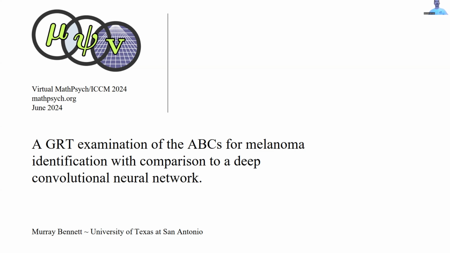Today, I'll be sharing results from part of this project where we took a general recognition theory approach to try and understand if and how people integrate information across these perceptual features, particularly shape asymmetry, border irregularity, and color variance. Towards the end of the presentation, I'll pivot slightly to demonstrate our approach to extracting and evaluating the features used by a deep convolutional neural network and how we might be able to use these features and information representations in our aims for future work.